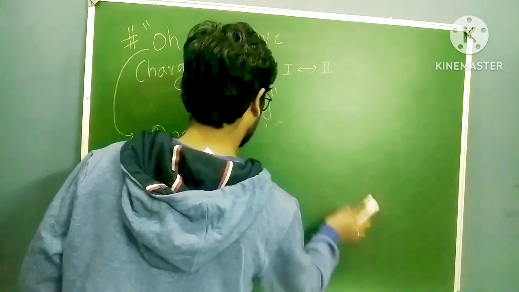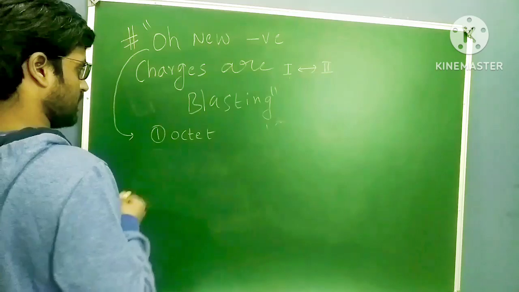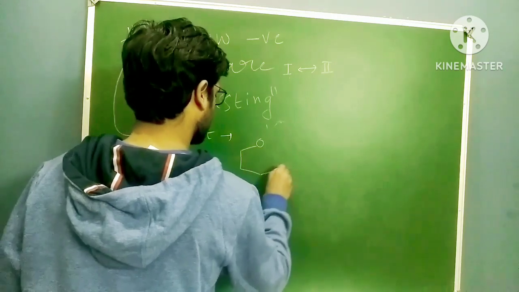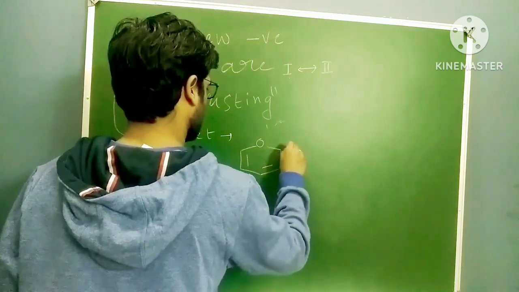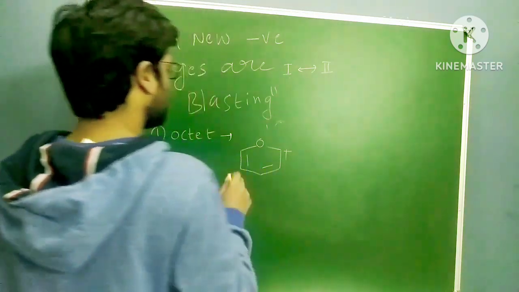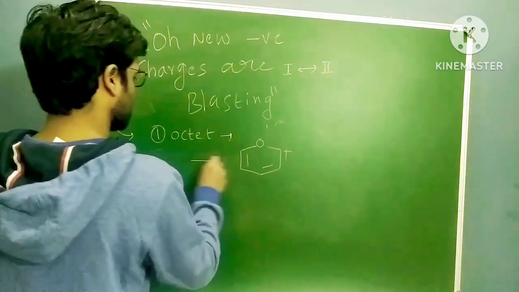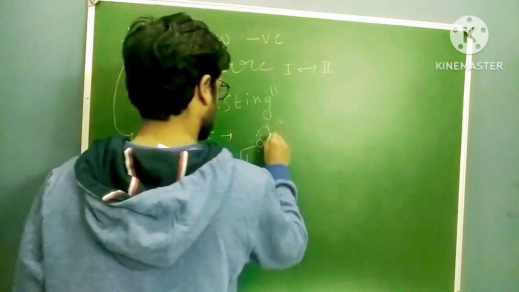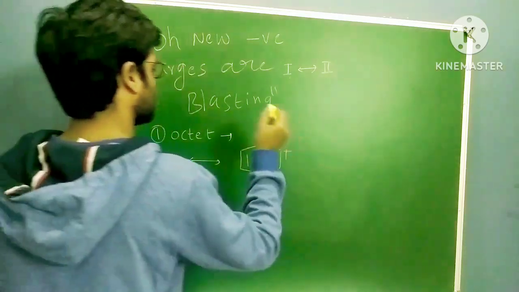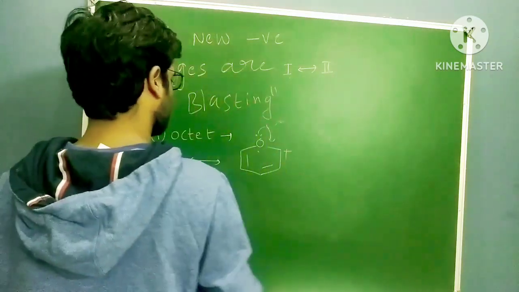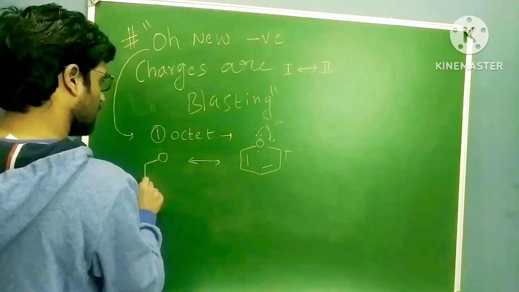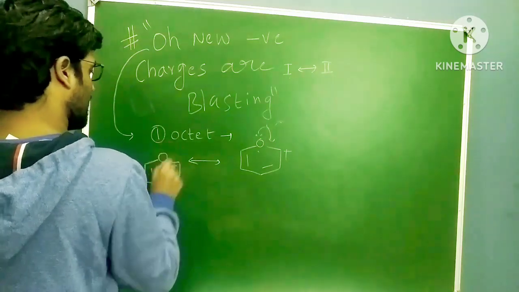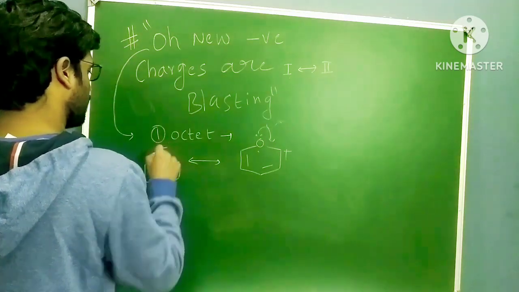So first of all, an example for octet. The first example here, I am taking this structure. Double bond, positive. Now I am writing a resonating structure for this. Here there is a lone pair, right? Two lone pairs are there. So this lone pair moves to this positive charge, from more electron density to less electron density. So I am getting this structure. Here double bond, here double bond, here double bond, and here one lone pair and positive, right?